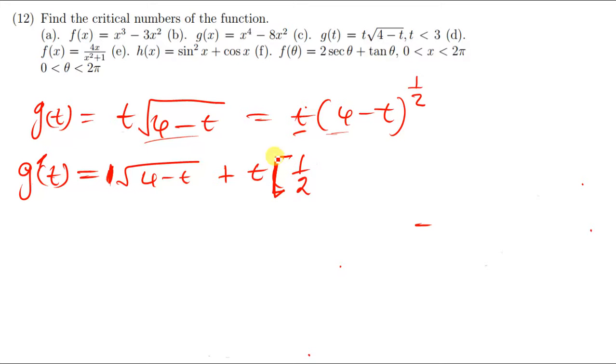let me put square brackets. We're going to have half, then we're going to have negative 1 there. You can use chain rule to differentiate this part, then open brackets, we have 4 minus t to the power negative half. Okay, so this is the derivative of this expression.